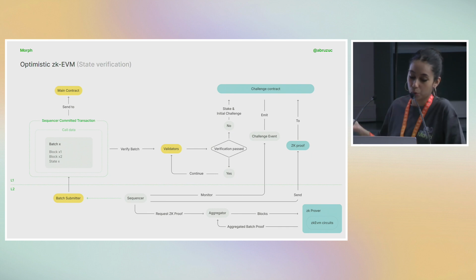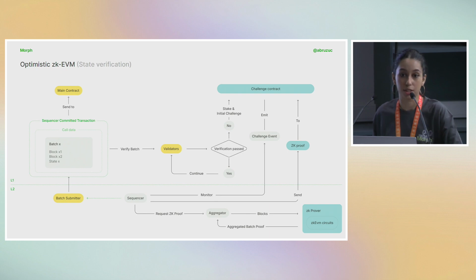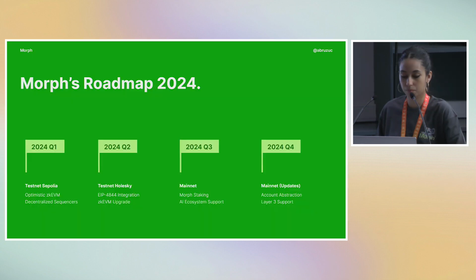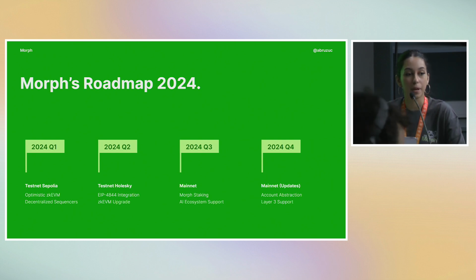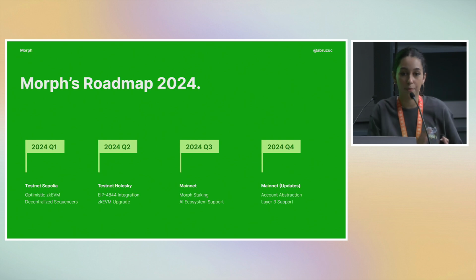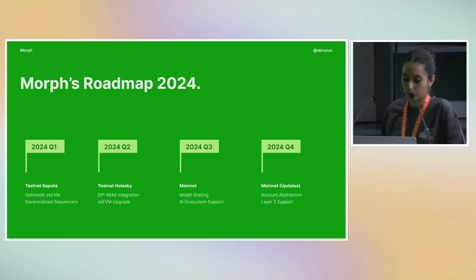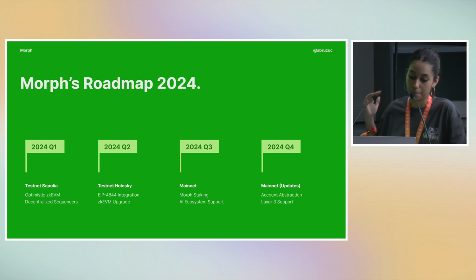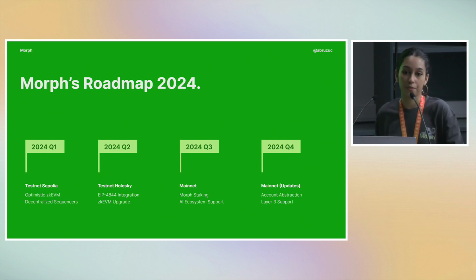The validators, of course, will need to stake in order to initiate a challenge. This is our main approach, because right now integrating a fully ZK rollup can be pretty expensive. That's why we're integrating a hybrid method. We are expecting, after mainnet, to integrate a fully ZK rollup. We will have Morph staking. We will launch our token in mainnet. We also have some updates by the end of the year: layer 3 support, and account abstraction.